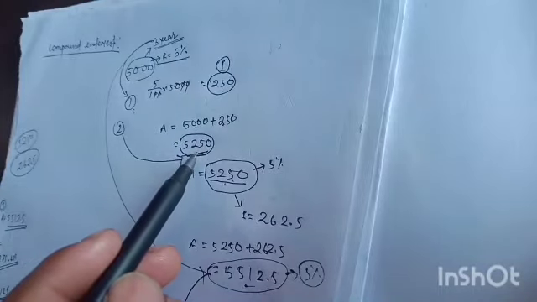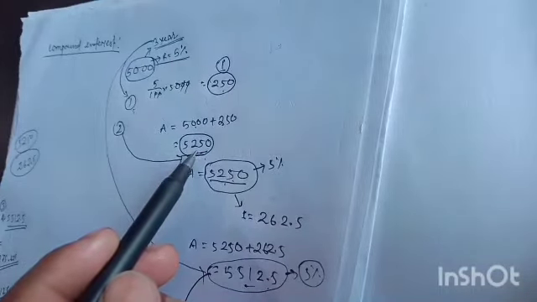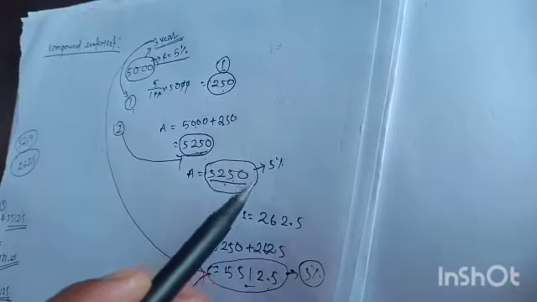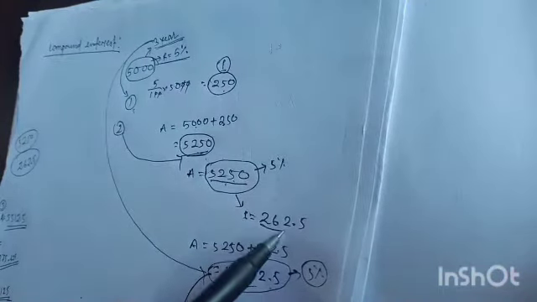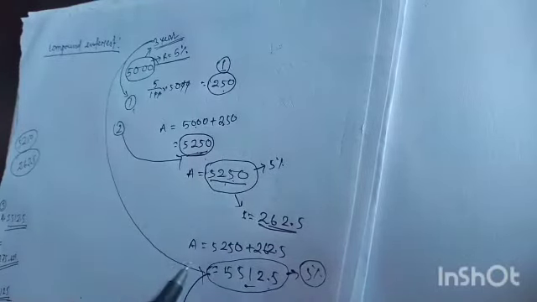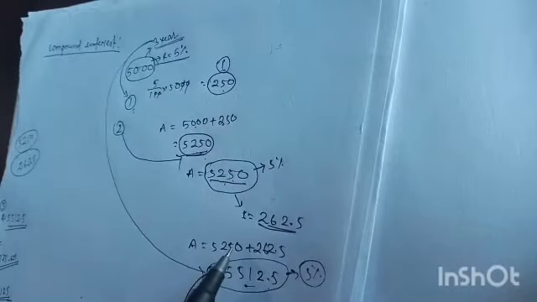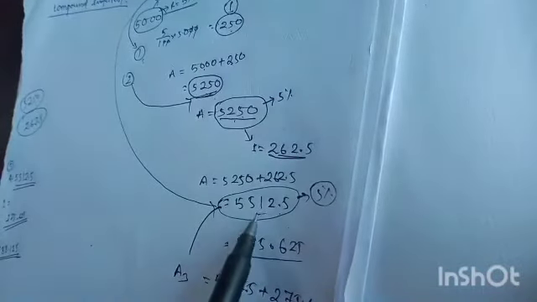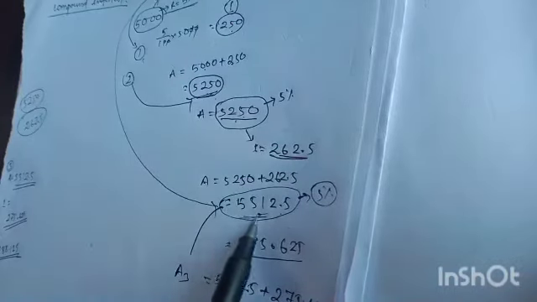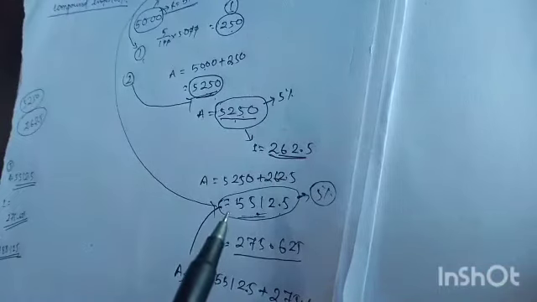Okay. After that, if he needs to pay 5% per annum interest on this amount, then the interest will be how much? 262.5. Okay. After that, this year amount will be how much? 5,250 is already there. So 262.5 will be added to the amount. So together it will become 5,512.5, right? So this will be the amount for the second year. Okay. Means second year complete.